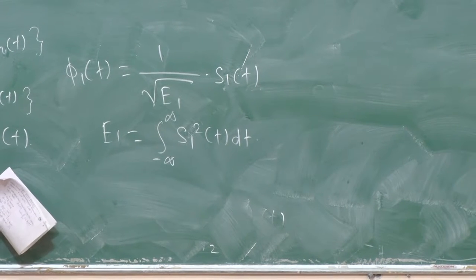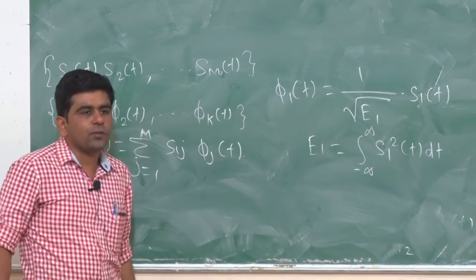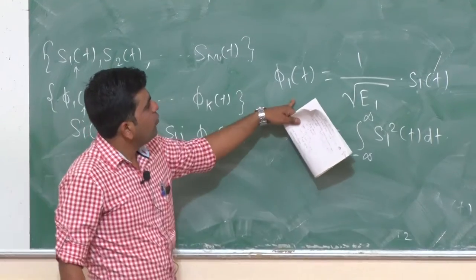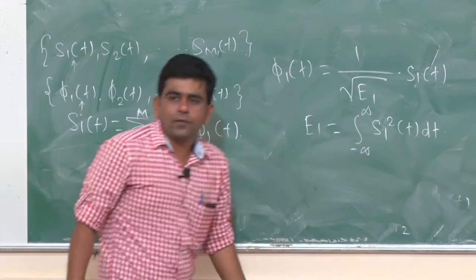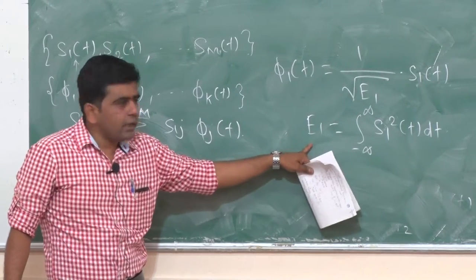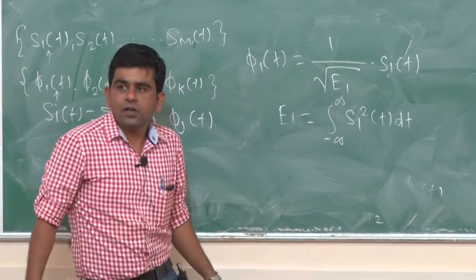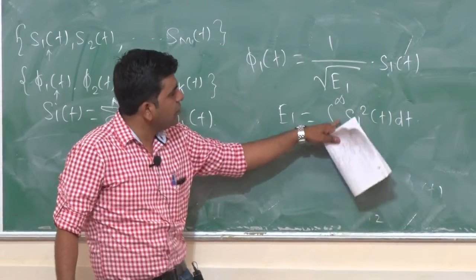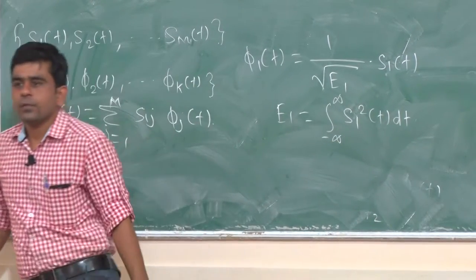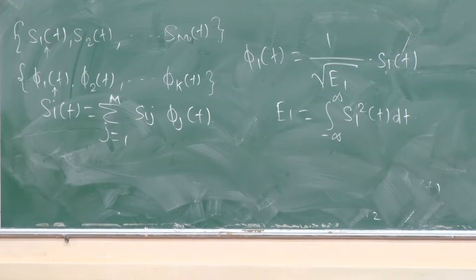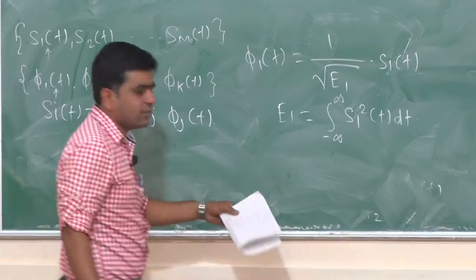So, first step, we make j is equal to 1. We have to find out the first basis function. By using this procedure, phi 1 of t is given as 1 by root E1 into S1 of t. Here, E1 is nothing but the energy associated with your first signal. E1 is the integral from minus infinity to infinity of S1 of t square dt. That is the expected value of x square of t. In this way, we find the mean energy associated with your first signal E1.